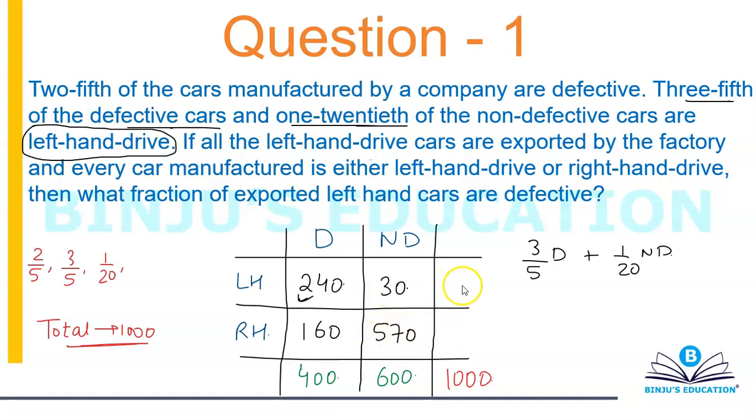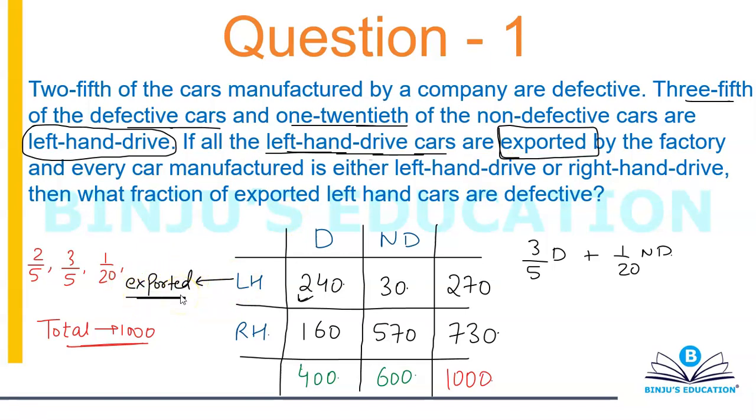Now you can calculate the total values of left hand and right hand cars also. Okay, so this will be 270 and this will automatically be 730, and everything matches. 400, 600, 1000, 270, 730, 1000, 160, 570, 730, and so on and so forth. Now let's read what the question is. What fraction of exported left-hand cars are defective? Okay, what are the total number of exported cars? Let's first figure out that. So in the question it says that if all the left-hand drive cars are exported, all left-hand are exported, that means these are the cars which are exported.